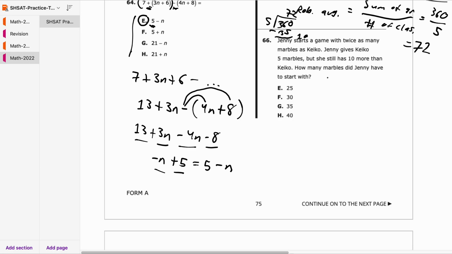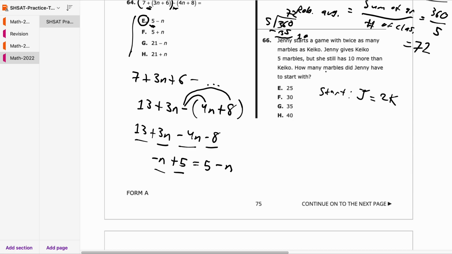Okay, so basically Jenny at the start of the game has more marbles than Kaiko, and then Jenny gives Kaiko some marbles, and so let's actually write these both as a system of equations. So at the start of the game, basically Jenny's number of marbles will be J, and Kaiko's number of marbles will be K. So Jenny has twice the number of marbles as Kaiko at the start of the game.